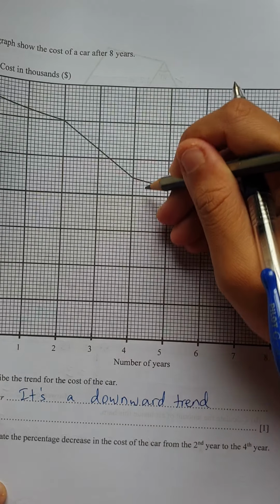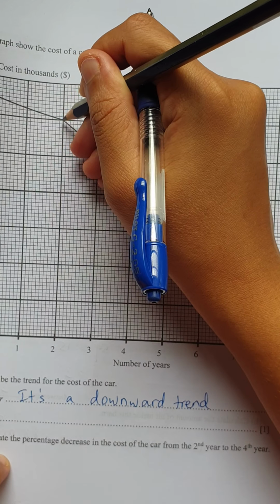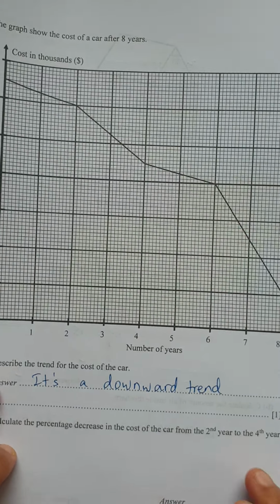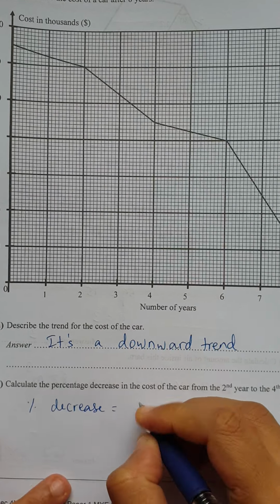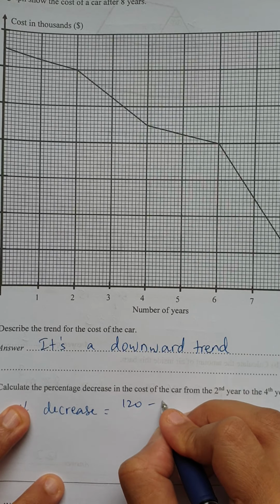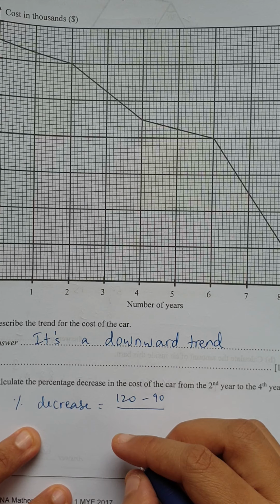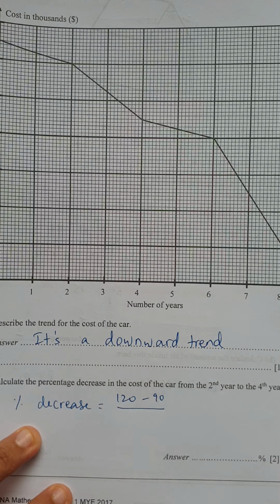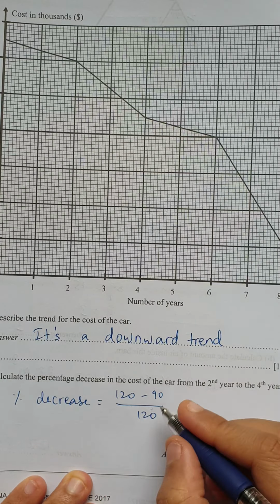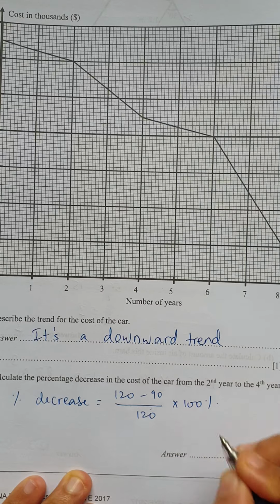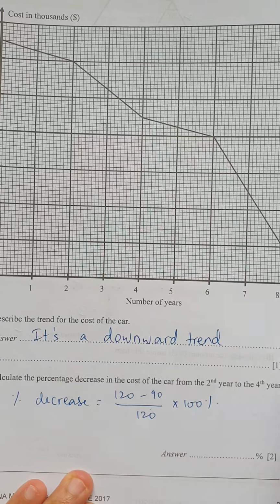Now calculate the percentage decrease in the cost of the car from the second year to the fourth year. In the fourth year, you can observe that the cost is 90. In the second year, the cost is 120, right? So percentage decrease is given by the difference over the original, over 120 times 100%. So this is going to be 1/4 times 100, which is 25%.